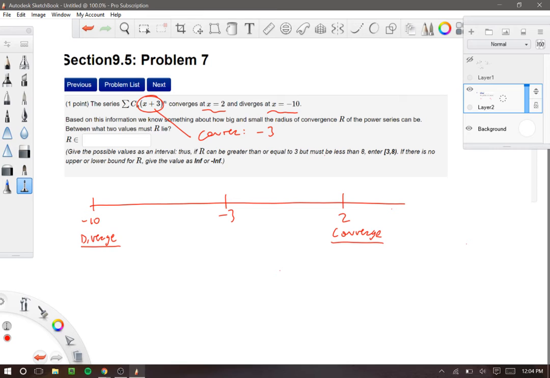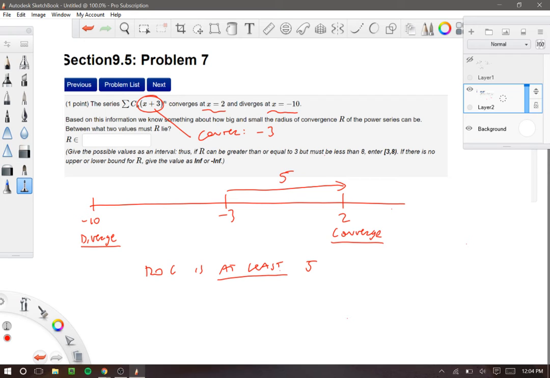So here are some things that we definitely know about the radius of convergence. The radius of convergence certainly can't be smaller than 5, because the series converges at a value that's 5 away from the center. So the ROC is at least 5. And in fact, it can equal 5 because that would put 2 at the endpoint of the interval of convergence, and a power series can converge at the endpoint of its interval of convergence.